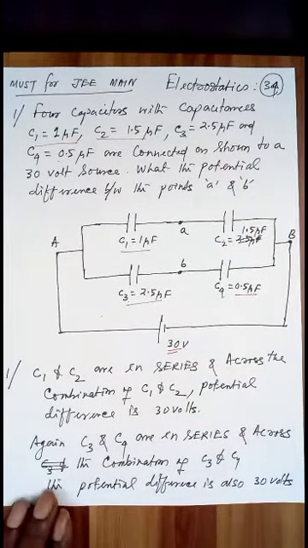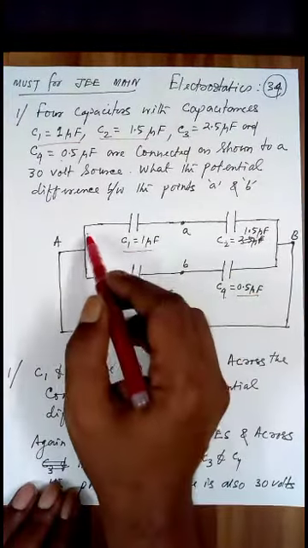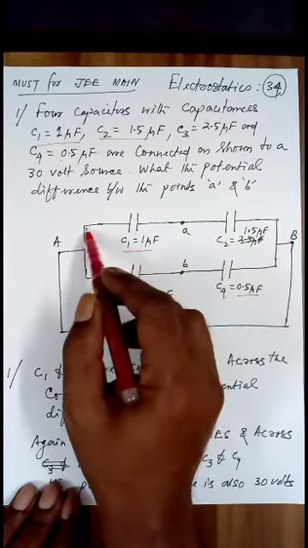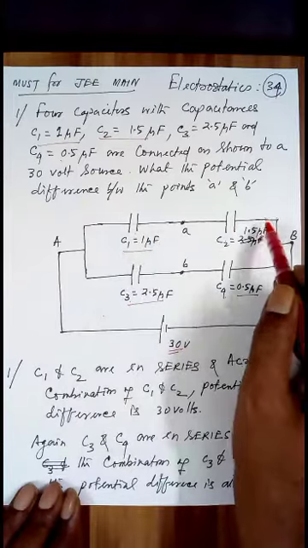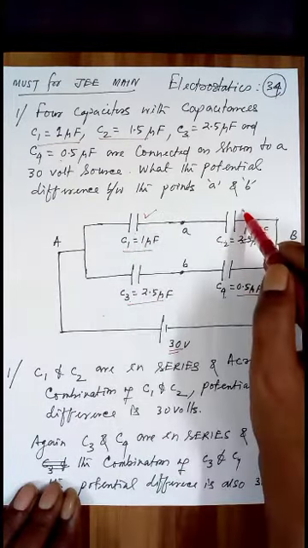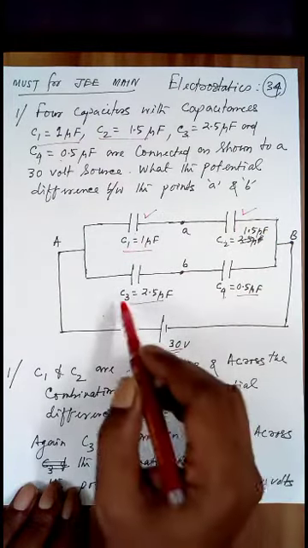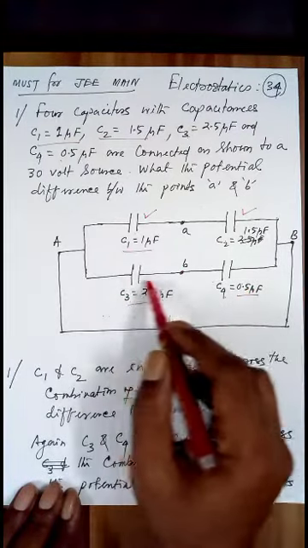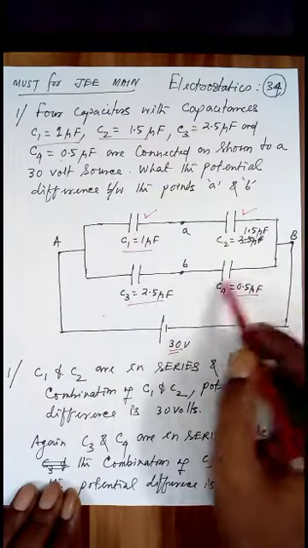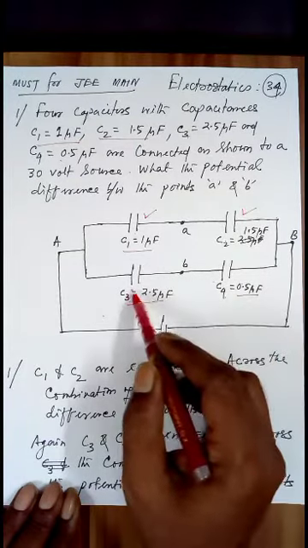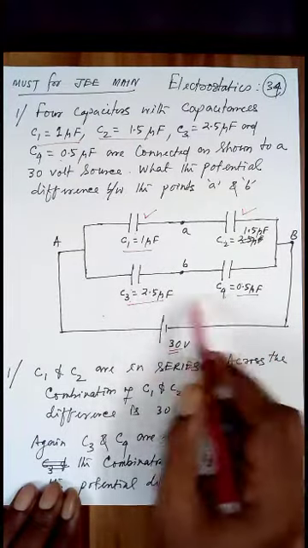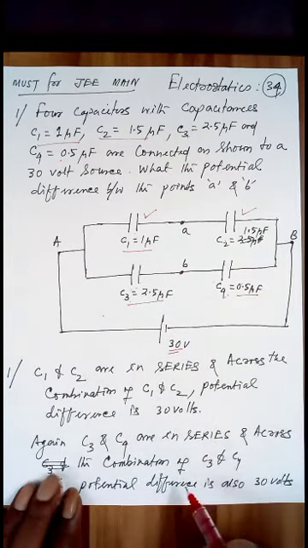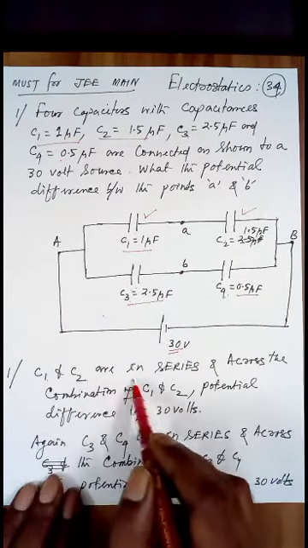What is the potential difference between these 2 points? Very simple. Now look, from here to here, this capacitor and this capacitor are in series in the same line. So the charge in C1 will be the charge in C2, and these two are also in a single line. So therefore these two are also in series. So the charge in C3 and the charge in C4 will be the same. So C1, C2 are in series.